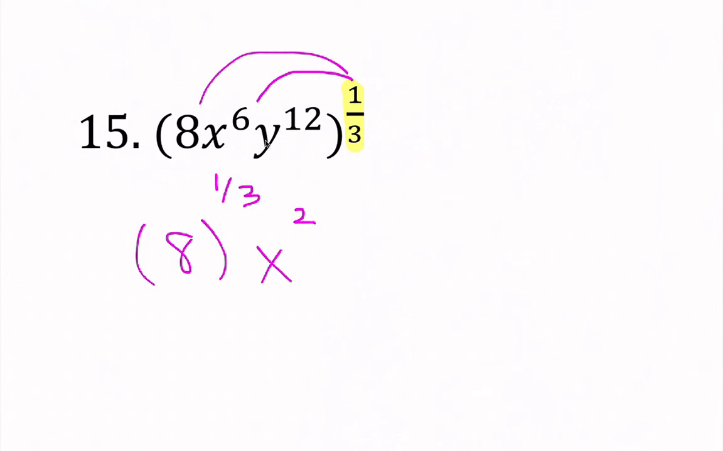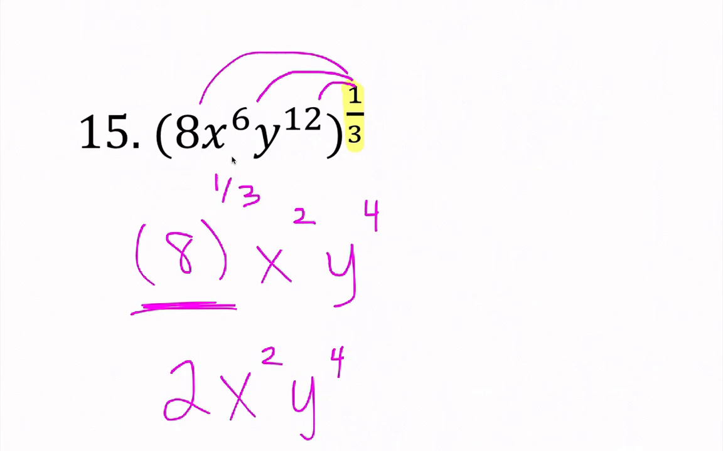Now I have to give it to this y, which already has an exponent, so I multiply. 1/3 times 12 is 4. Beautiful. But I cannot leave my answer this way because I need to simplify 8 in parentheses to the 1/3 power. That's going to give me a 2. So my final answer is 2x squared y to the 4th.